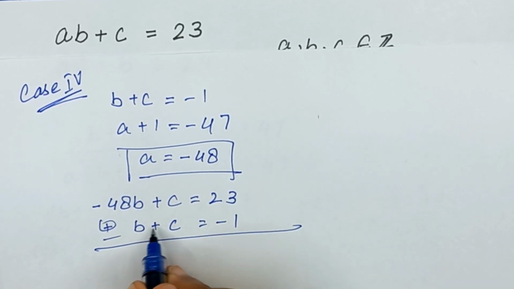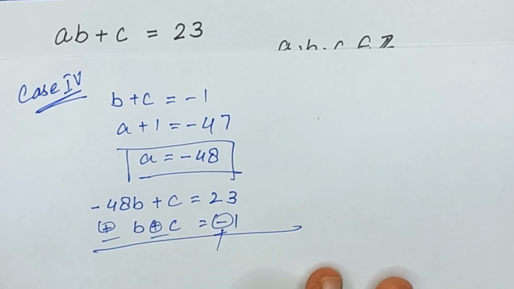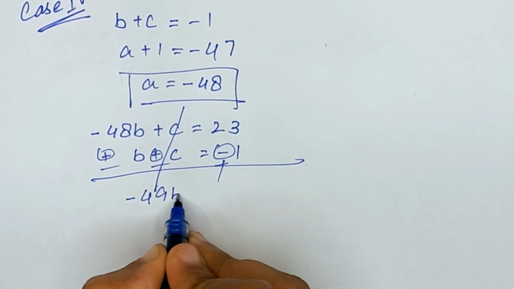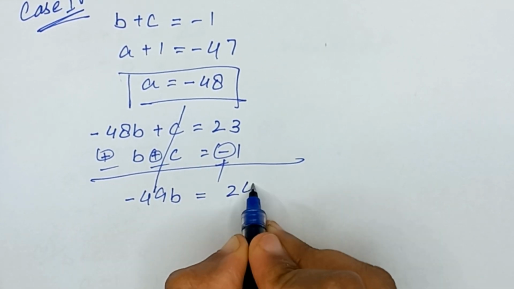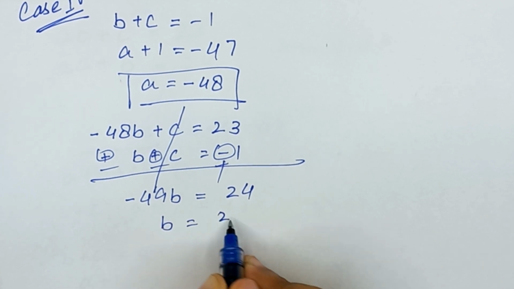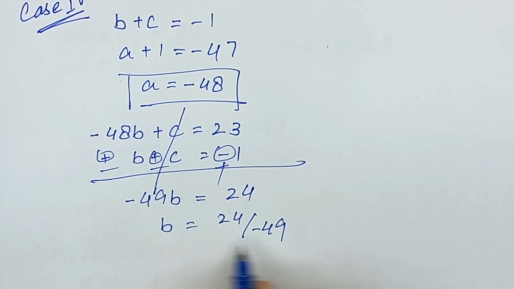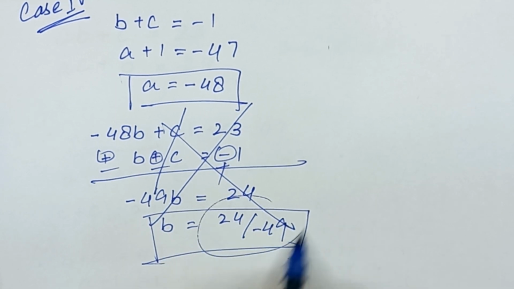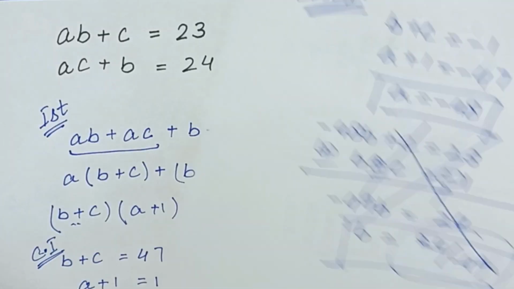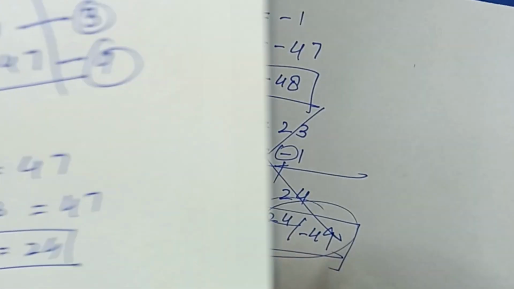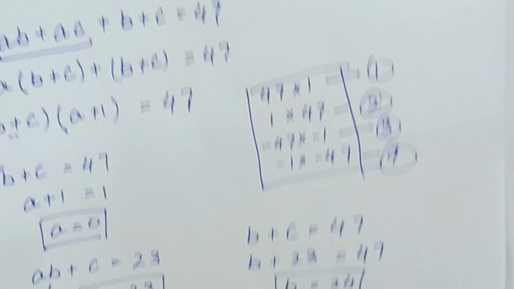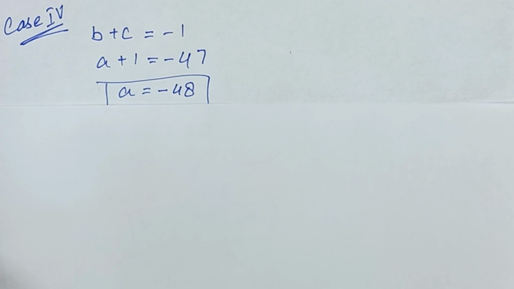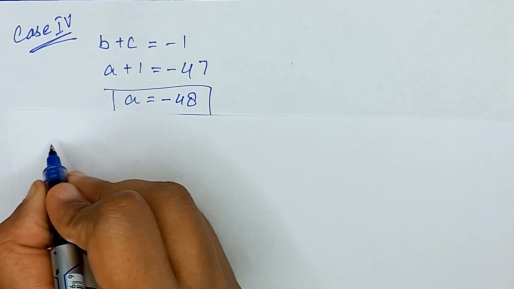So subtracting both equations, it will be negative 49B is equal to 24, and B will be equal to 24 divided by negative 49. So this solution will also be rejected because B is not an integer. So the only triplet for this Diophantine equation is 0, 24 and 23. Now I will solve this question with the second method.